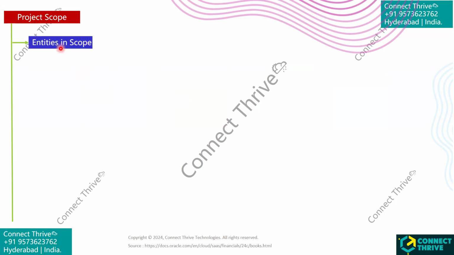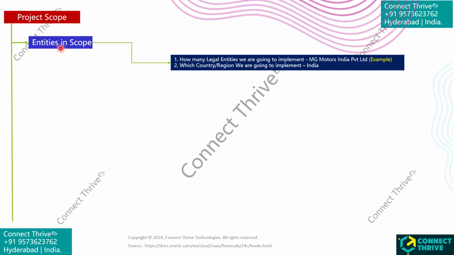Okay, let's see here. The very first is entities in scope. Whenever we are going to implement for any customer, the customer will decide for which country we are going to implement, and at the same time, how many legal entities are already registered in the organization for a specific country. Accordingly, here we will get to know how many legal entities we are going to implement. Here I just gave MG Motors India Private Limited. It's just an example. For this video, I'm taking one, and which country we are going to implement, we will get to know at the entities in scope level.